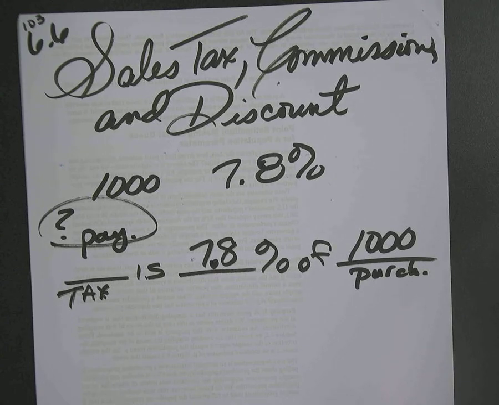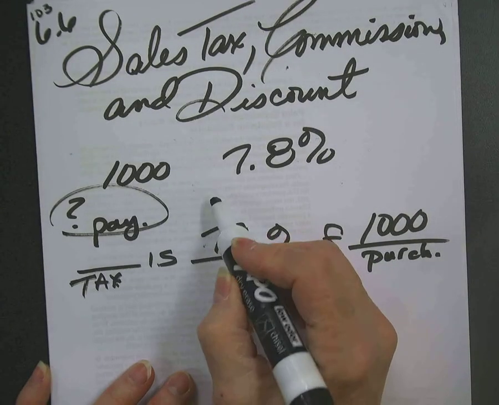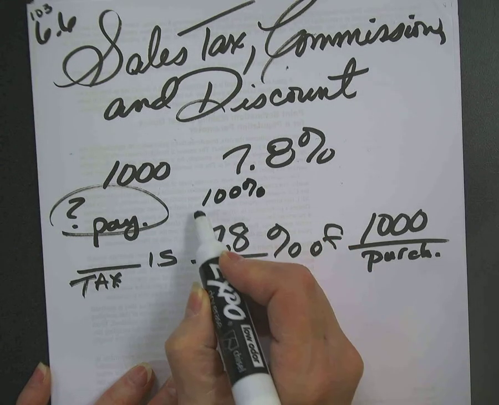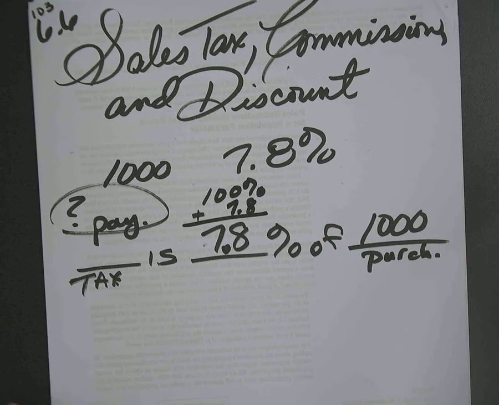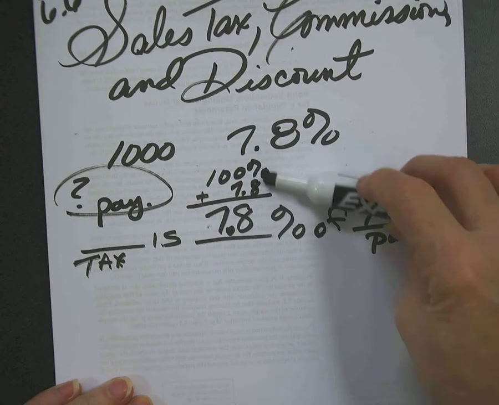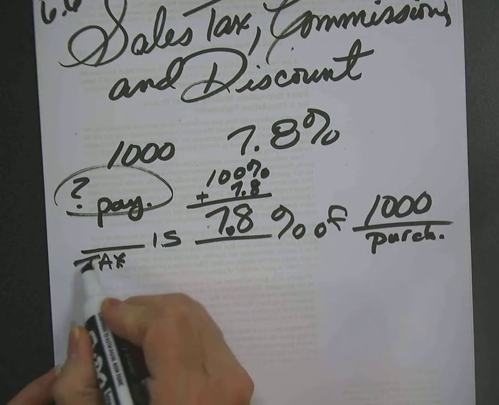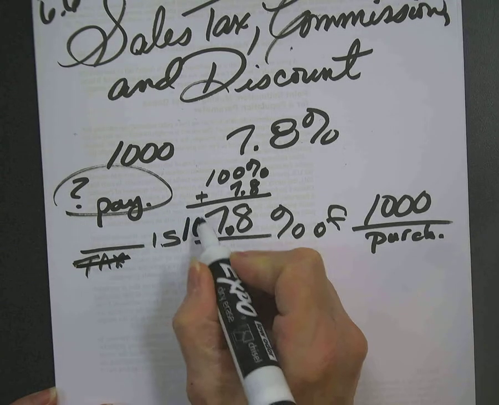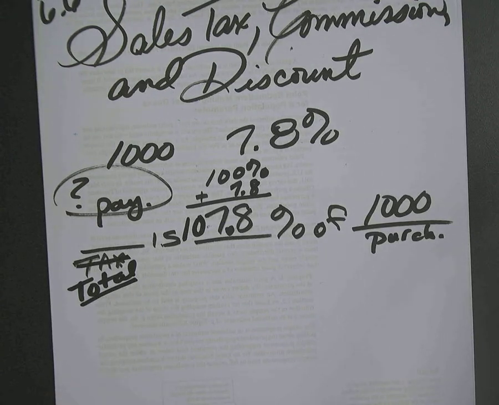So actually, if you want to not have to add it onto your 1,000, what was that percentage that we said before? 100%, and then if you add the tax, that will be what you pay, right? The purchase plus the tax. So we'll actually be paying 107.8%, wouldn't we? So if we change this to 107.8, this is now the total of what we're going to pay, right? Not just the tax. We can do it in one step.